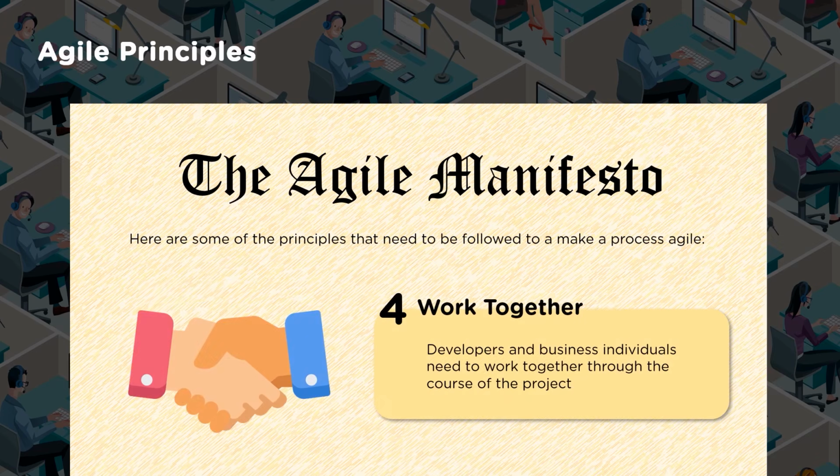Then work together. When I say work together, it is very essential that developers and business individuals work together through the course of the project, which means involvement of customers, involvement of suppliers, involvement of your own team. Everyone should work together. Each one should understand each other's perspective. If there is no proper understanding of each other's perspective, it is quite obvious that what was expected and what was delivered would not match. So there should be correct understanding. To have that, one should work together, collaborate. They should speak and express, which is very important.